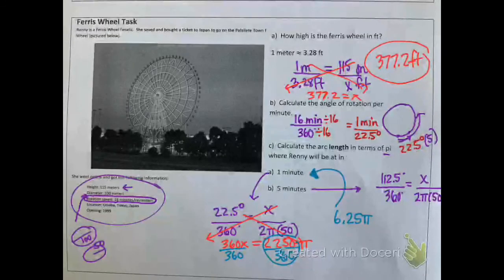So grabbing a calculator, cross multiplying, I would do 360 times x, which is 360x, and that's equal to, so again, you're ignoring pi and you're just multiplying 112.5 times 2 times 50, or 112.5 times 100. And you would get 11,250 pi. One last step is to divide both sides by 360. So again, you're just taking 11,250 and divide that by 360, and you get 31.25 pi. So that would be part B here, 31.25 pi.